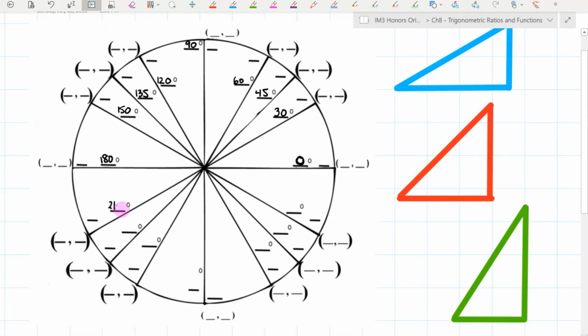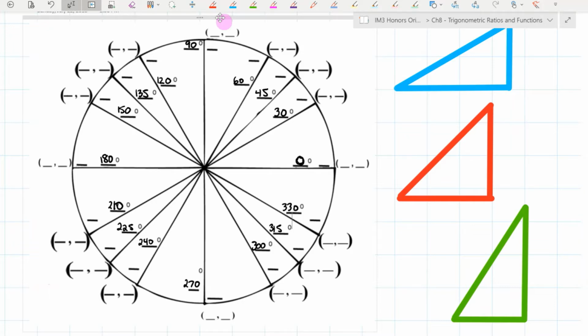We add 30. Then we add 15. Then we add 15 again. So I just add 30 to the previous one. This one is 270 degrees. 300 degrees. 315. And 330. Okay? So we have those done.